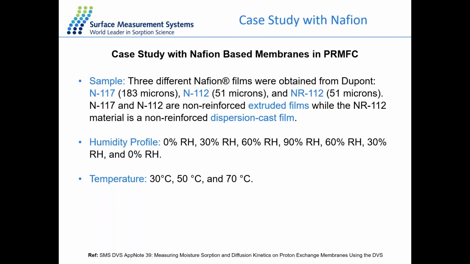We want to measure the diffusion constant of these samples at different temperatures, with the thickness of the film sample ready for the calculation. The experiment is rather simple. We just did a water sorption from 0 to 90% RH with 30% intervals. We did 2 cycles of the experiment on each sample to check the sample history effects. And we performed a series of experiments at 30, 50, and 70 degrees to study the temperature effect on this moisture sorption.